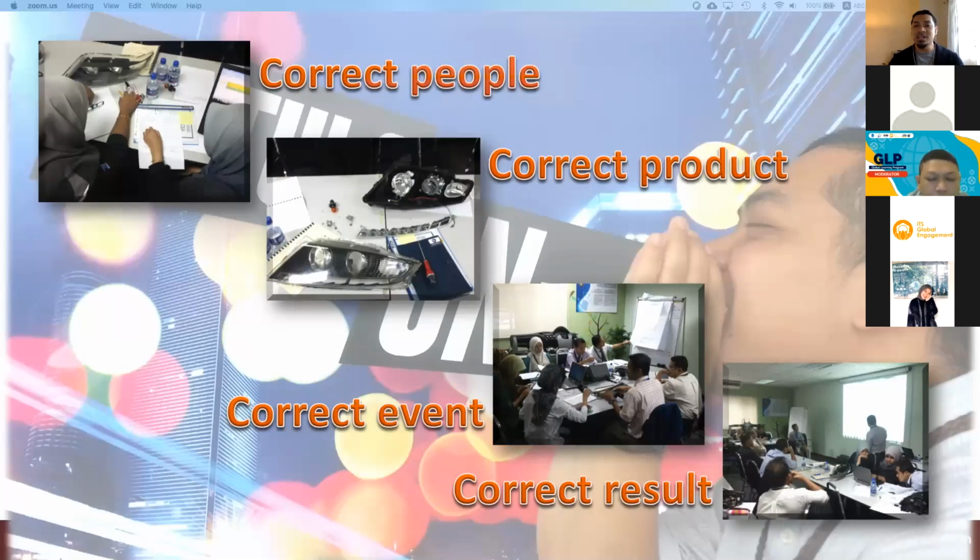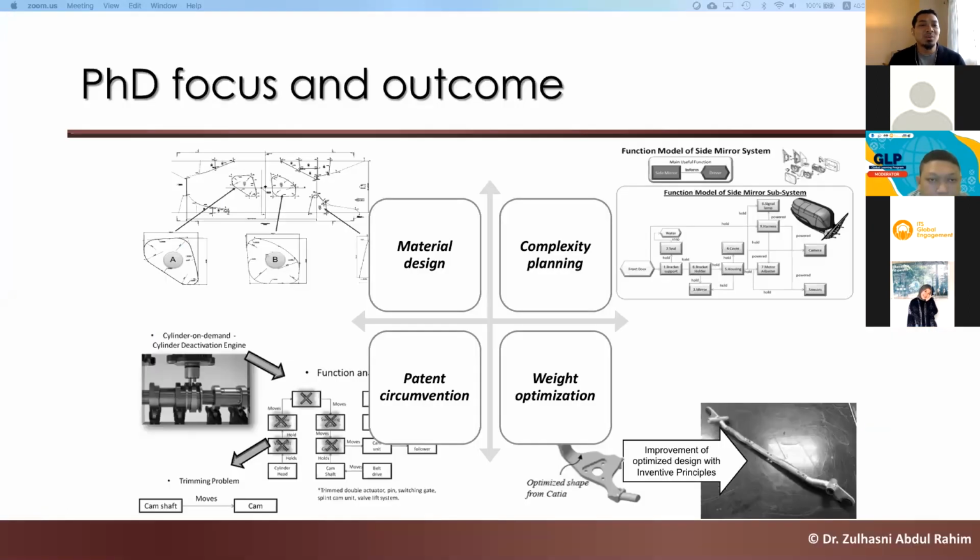So what we do is educate these engineers. We did a workshop, and the result was very amazing. We did a few case studies on material design, complexity planning, weight optimization, and patent circumvention. The most critical project is patent circumvention. We study other people's patents, and we found one patent that is very valuable in the market. We study them, try to duplicate, and then try to add more value.